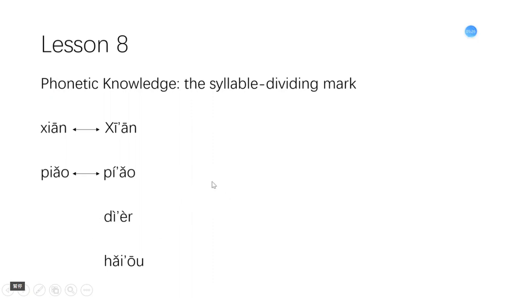Okay, so this one is just a part of the writing rules of Pinyin. It's called the syllable dividing mark. So when we see this comma in between a Pinyin syllable, we know here it is divided into two Pinyin syllables, right? We use this comma to distinguish the syllables. Okay, so this is the phonetic knowledge of lesson 8.